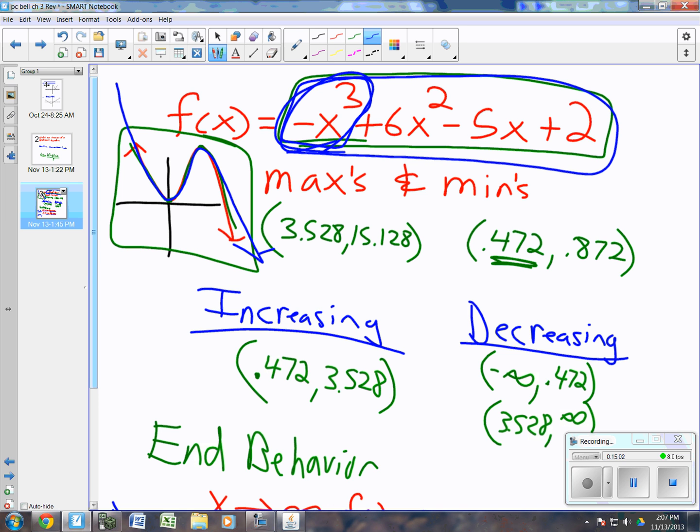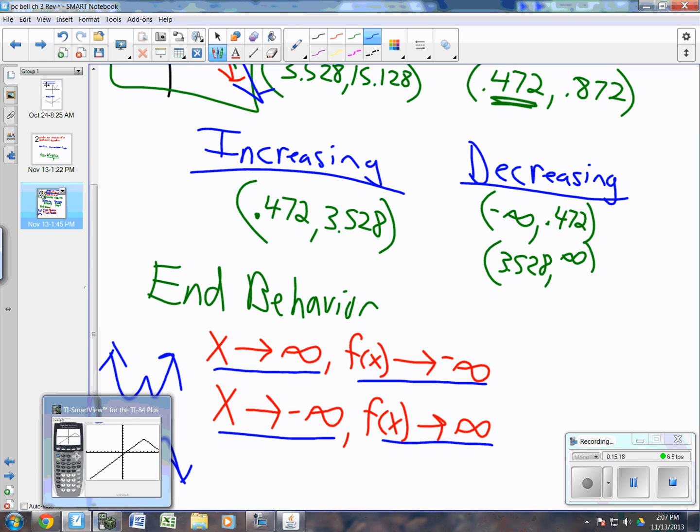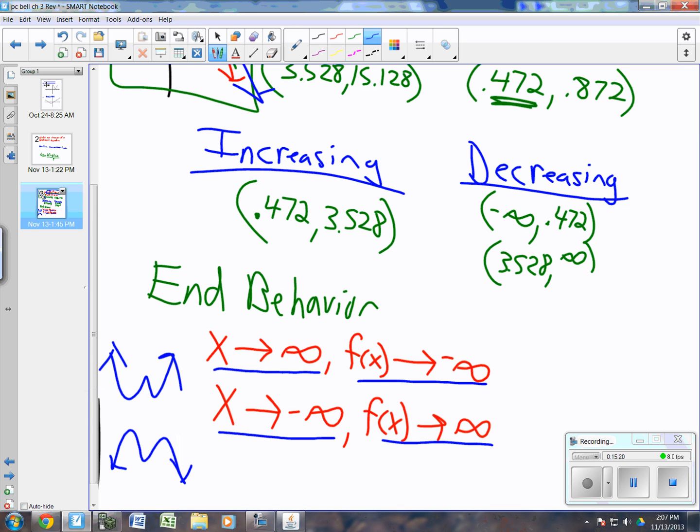If it's odd, it's going to go up one way and down the other way. If it's negative, it's going to go up to the left and down to the right. If it's positive, it's going to go up to the right and down to the left. You should have all this written in your notes. Okay? Then it's easy to transfer it on there. Okay, now, you're going to need to know end behavior for your test.